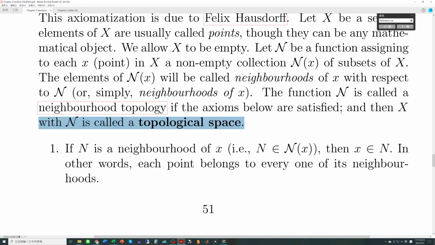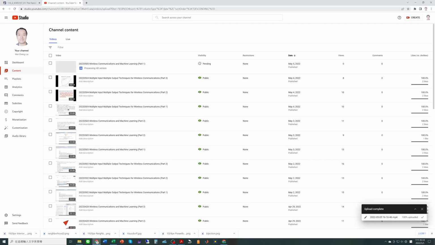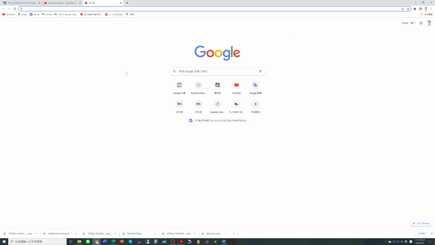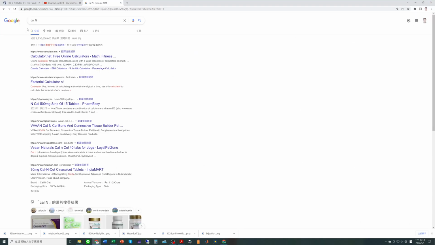Okay, let us see the following axioms. The first axiom is: if N is a neighborhood of x, that is N is in n of x. In order to distinguish this capital N and this capital N, we will call this capital N the KL_N. What does this mean? Let us show you KL_N. Like this.